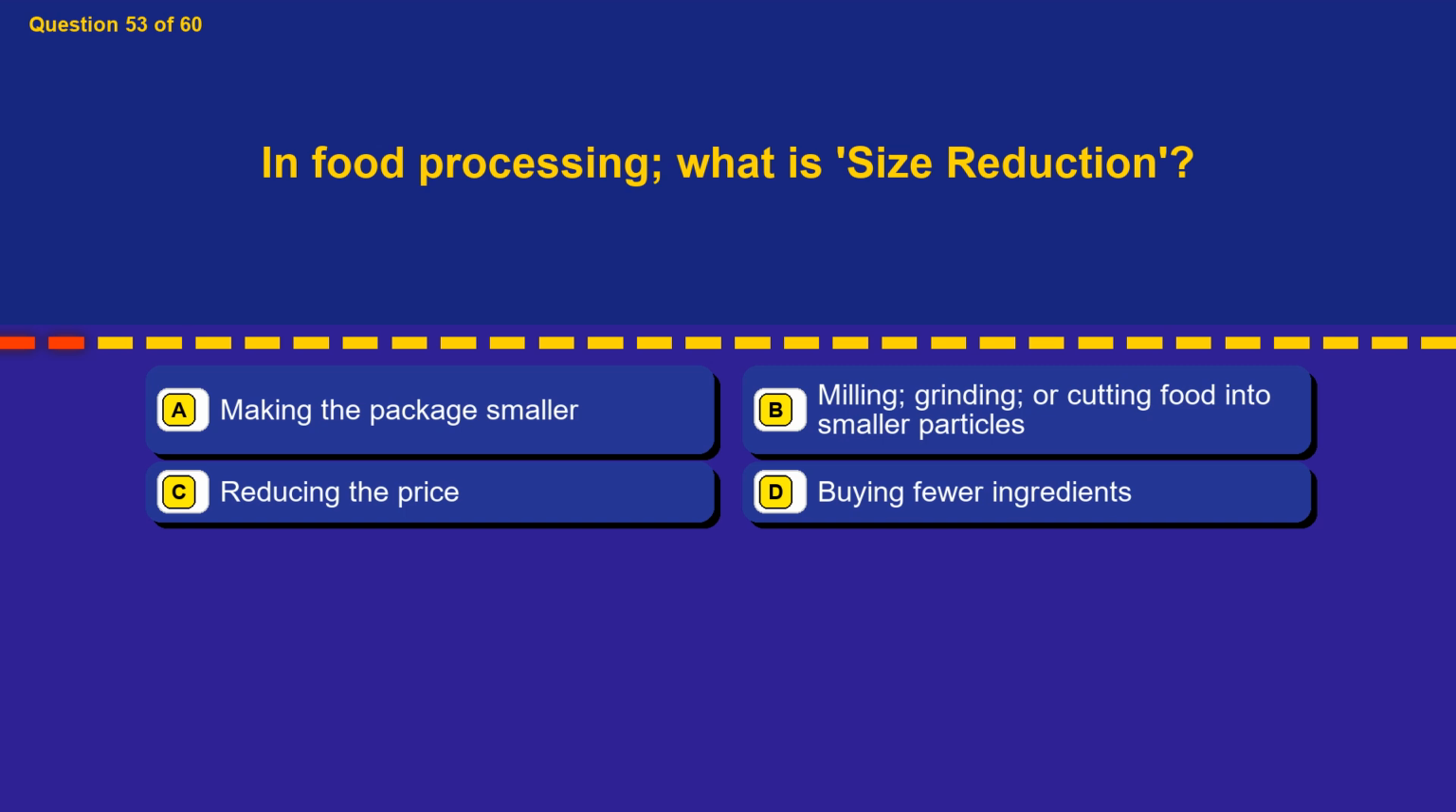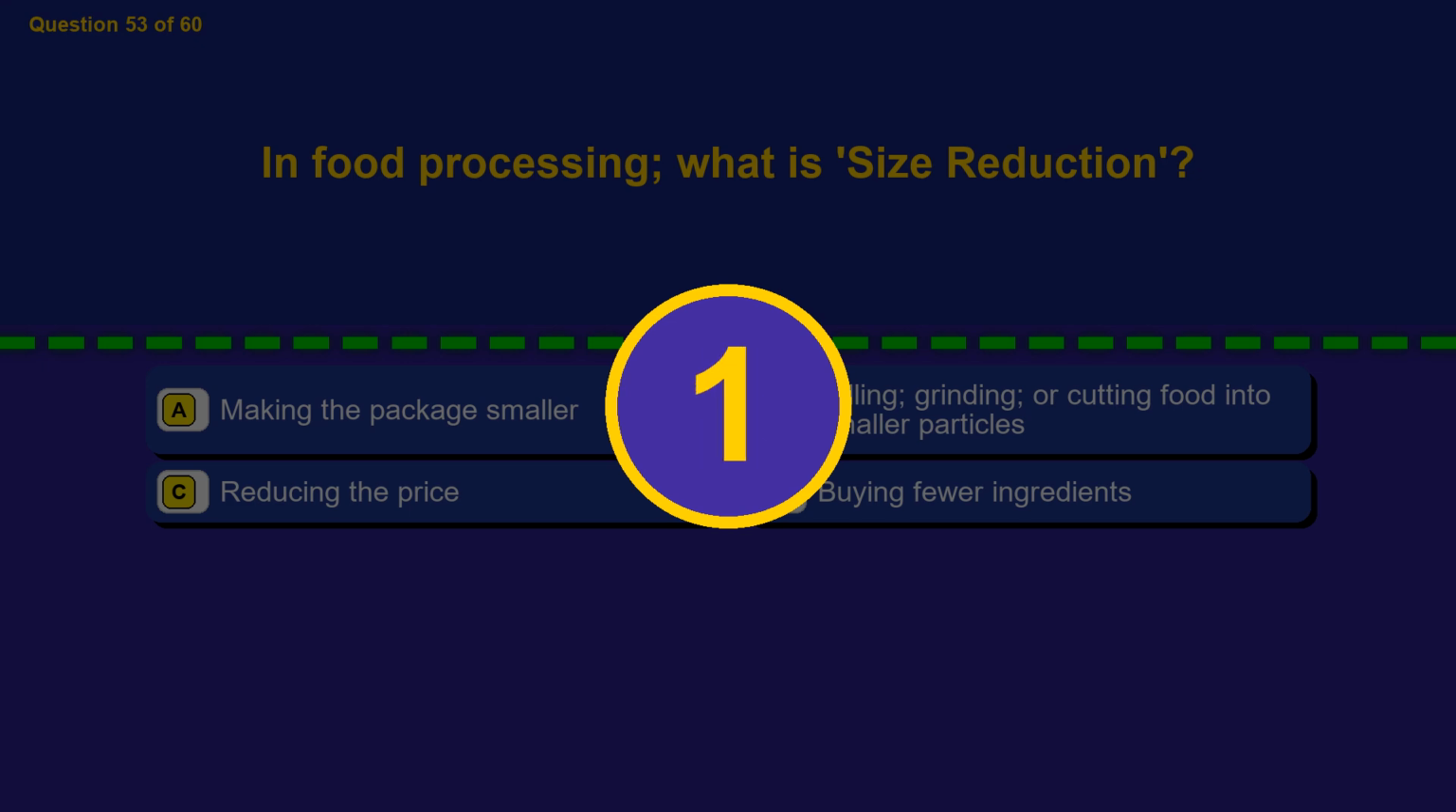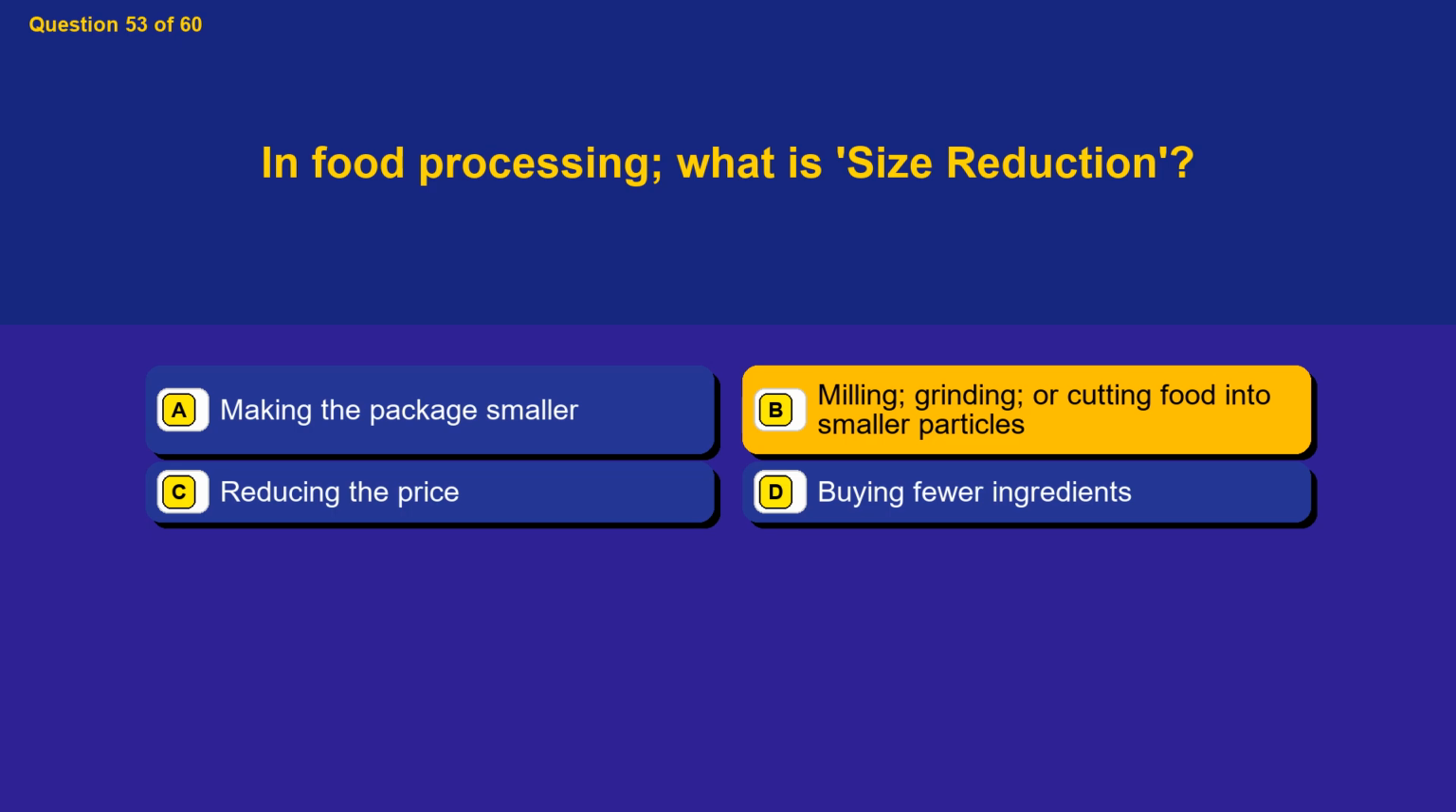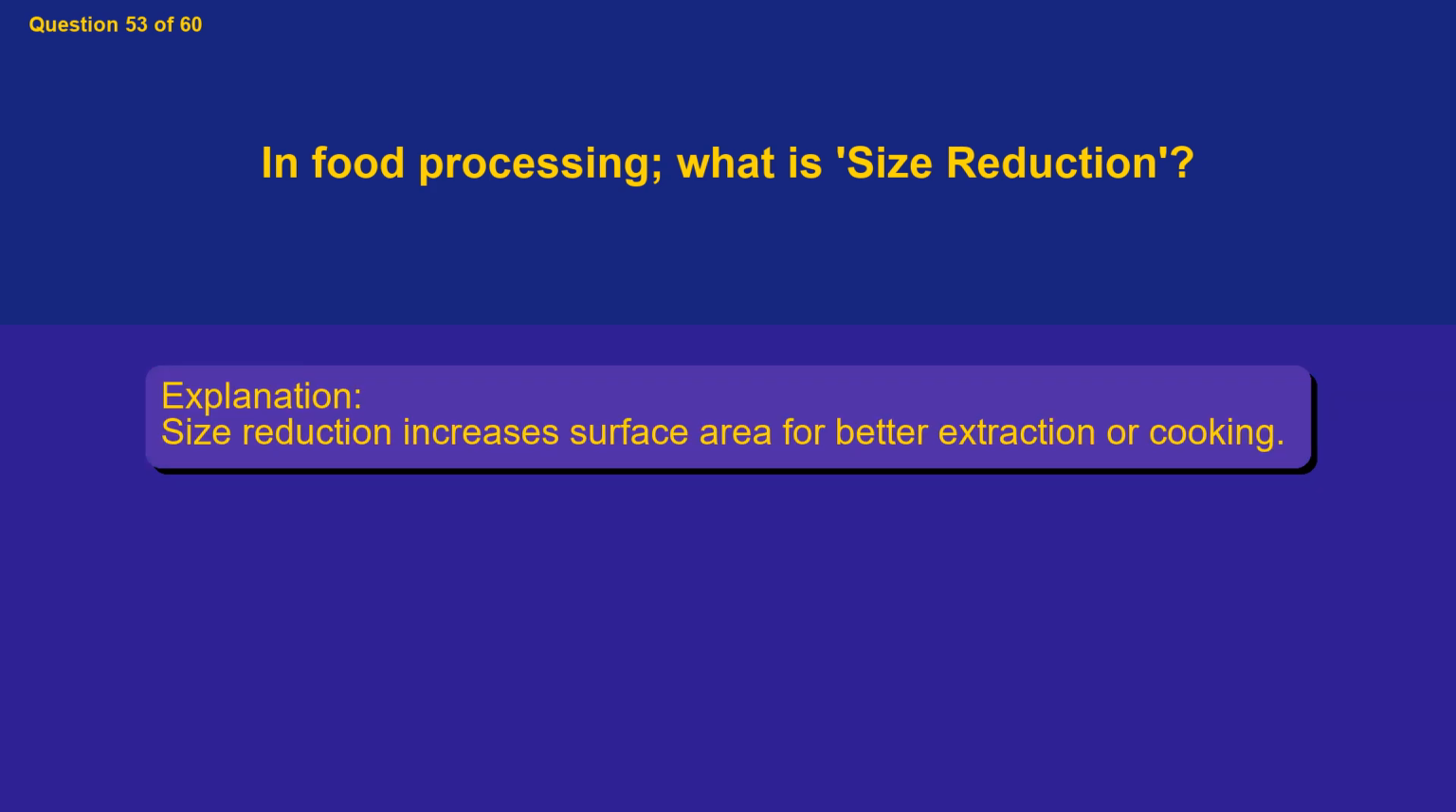Question 53. In food processing, what is size reduction? Option A, making the package smaller. Option B, milling, grinding, or cutting food into smaller particles. Option C, reducing the price. Option D, buying fewer ingredients. The correct answer is option B, milling, grinding, or cutting food into smaller particles. Size reduction increases surface area for better extraction or cooking.